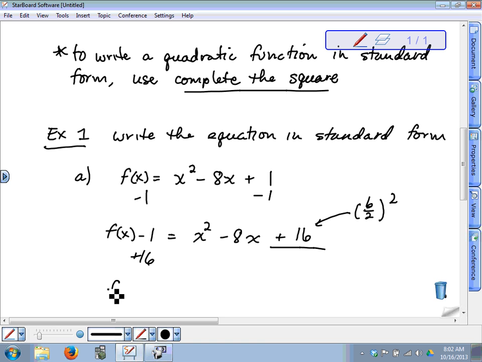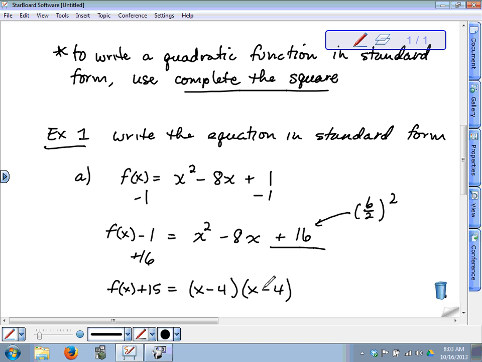Now on the left side, you have f of x plus 15. And here on the right side, we have x squared minus 8x plus 16. What was the point of putting that 16 in there? It will factor, and it won't just factor. It factors in a very peculiar way. What multiplies to 16 that adds to negative 8? Negative 4 and negative 4. The point is it has two identical factors. It factors into x minus 4 times x minus 4.